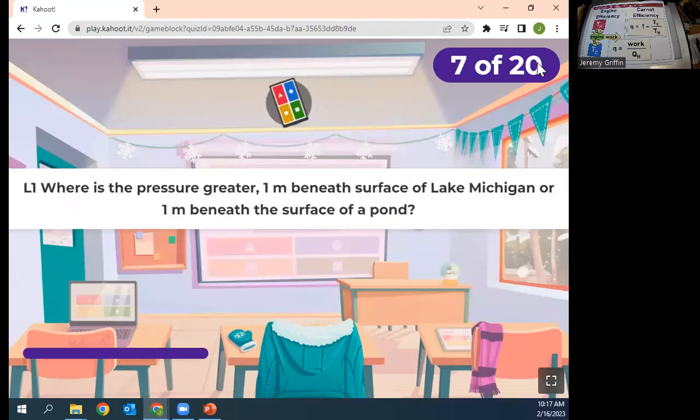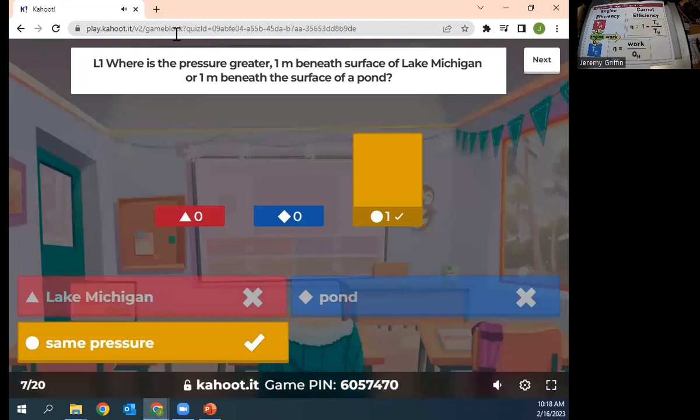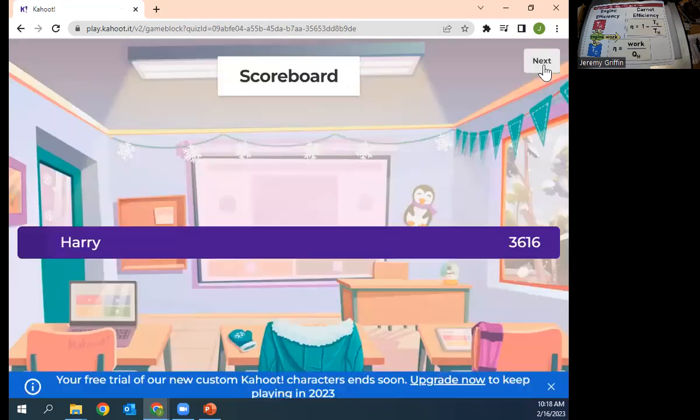Where is pressure greater? 1 meter beneath Lake Michigan or 1 meter beneath the pond? Yeah, same pressure. Right? That pressure is equal to the density of the fluid times the gravity of the planet times the depth down. Right? So rho g h is the pressure.